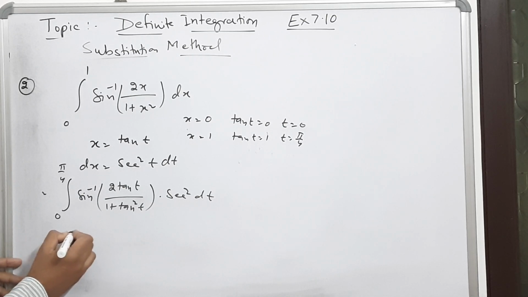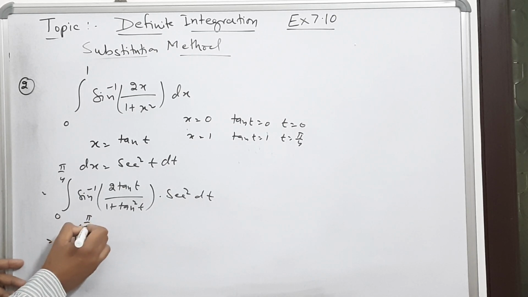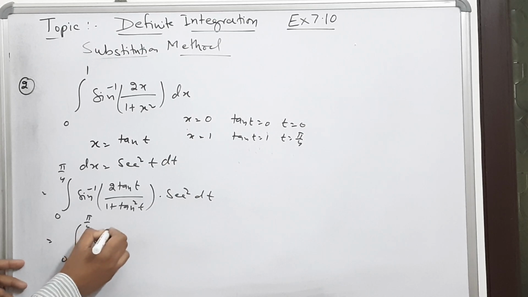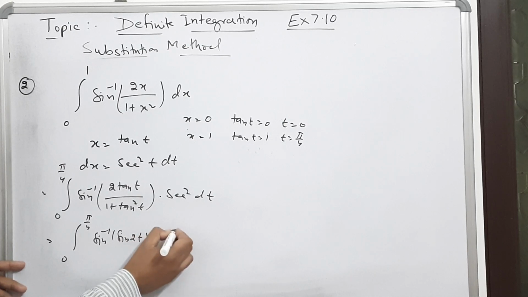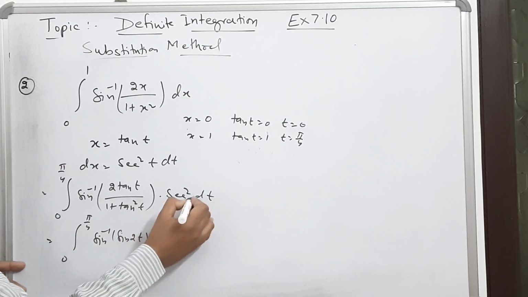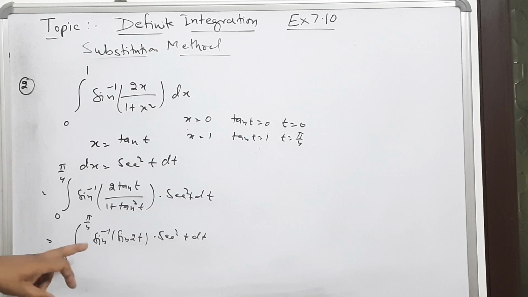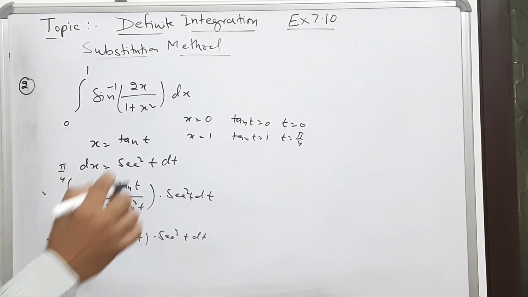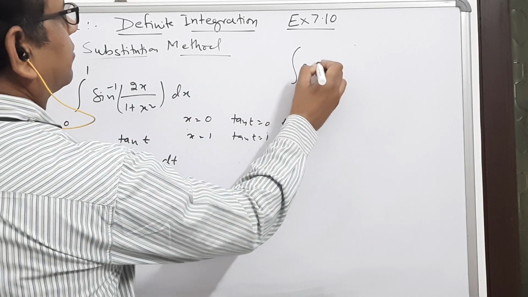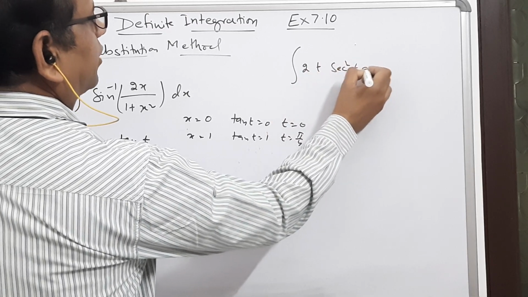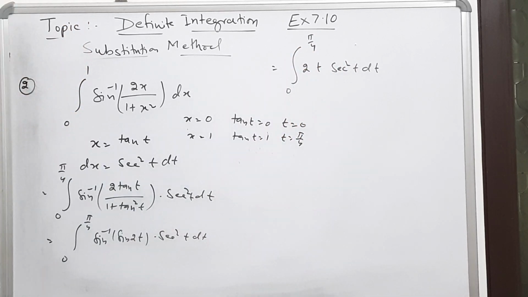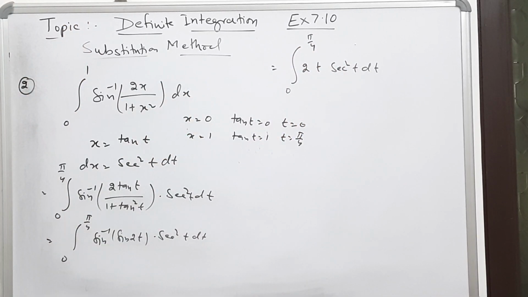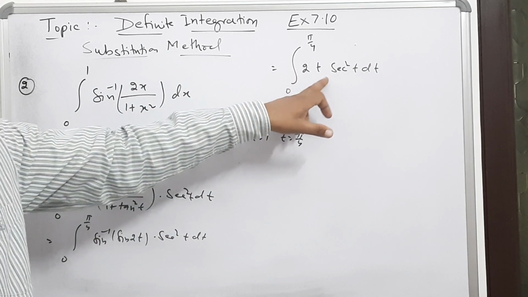Now the limits are 0 to pi by 4. We write that it is sine inverse of sine 2t, this is the formula for sine 2t, and it is sec square t dt. Now sine inverse of sine 2t will be 2t. So this sum will take the form 2t sec square t dt, and the limits will be 0 to pi by 4. So please see this. This is the substitution now, and we have got a format here. Which format? It is 2t sec square t.